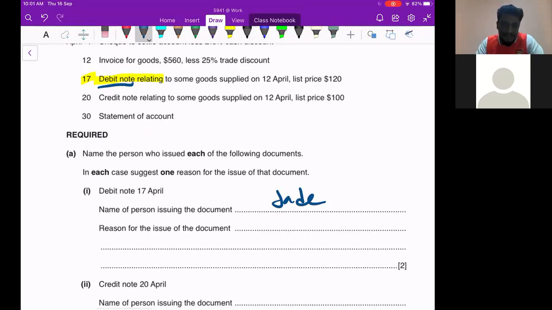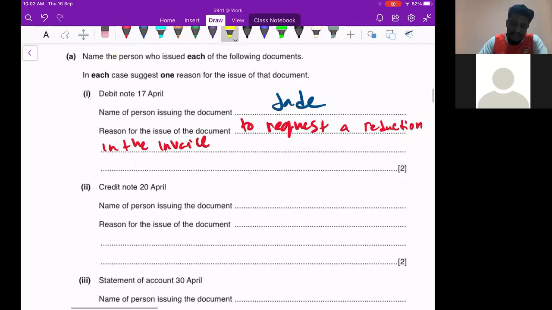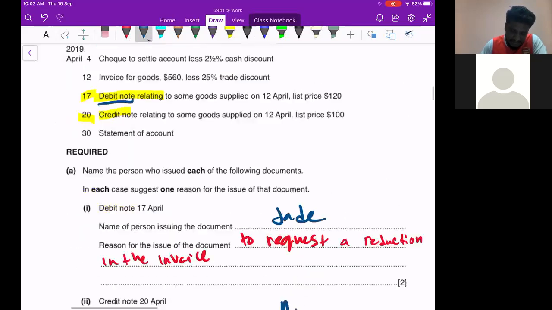Why will people issue a debit note? To request a reduction in the invoice. Next one is on the 20th April, credit note. Credit note is issued by the supplier, and our supplier is Ideal.